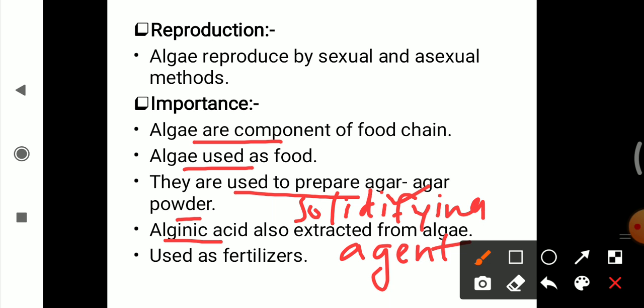Alginic acid is also extracted from the algae, and it is used in the preparation of drugs. Algae can also be used to prepare biofertilizer. So these are the importance of algae. They are used as food. One of the most important products is agar-agar powder, which is extracted mostly from red algae and used as a solidifying agent in the microbiology lab. Alginic acid is used for the preparation of drugs, and algae are also used as a biofertilizer.